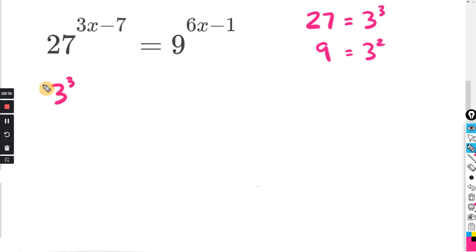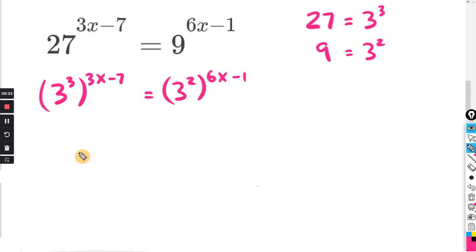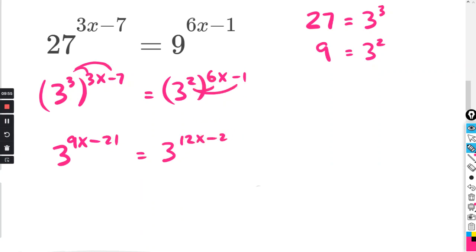27 is 3 to the third. So replace it with 3 to the third to the power of 3x minus 7. And 9 is 3 squared, and the exponent is 6x minus 1. Okay, so distributing, we're multiplying the exponents. Keep the 3. 3 times 3x is 9x. And 3 times negative 7 is negative 21. Again, keep the 3. 2 times 6x is 12x. 2 times negative 1 is negative 2.